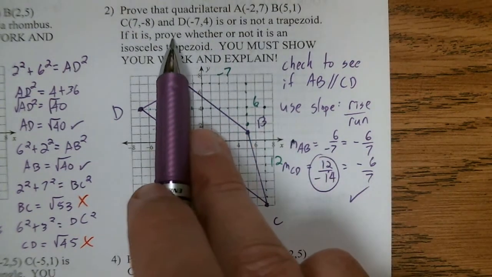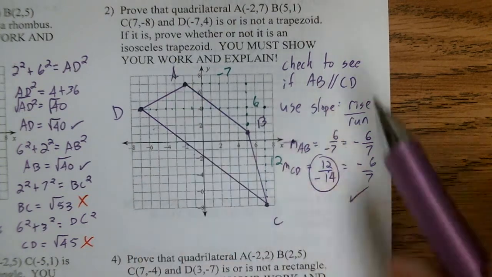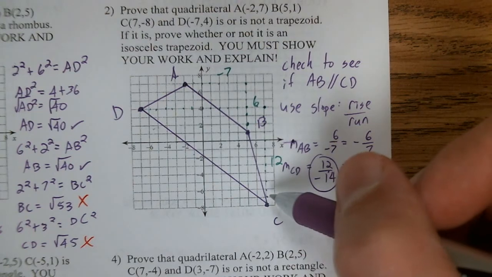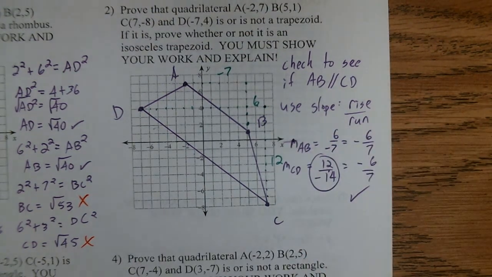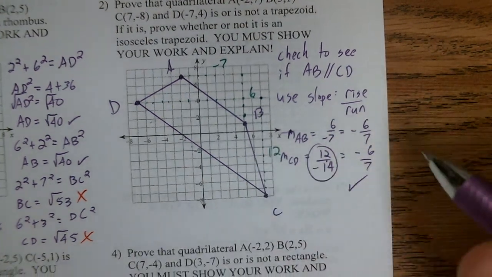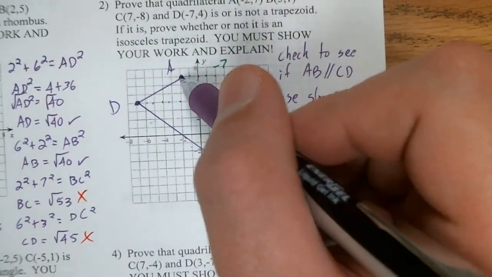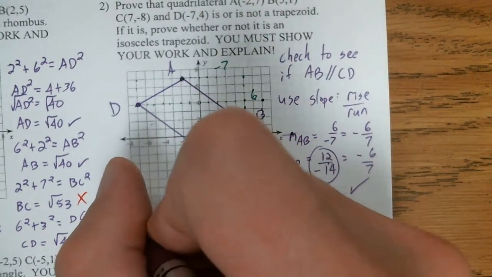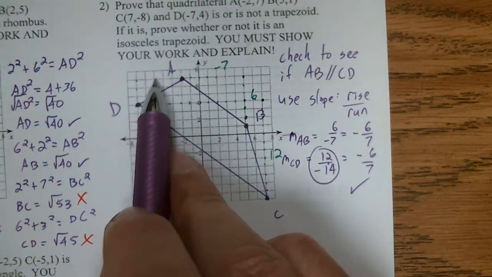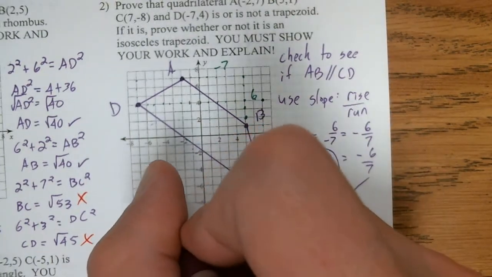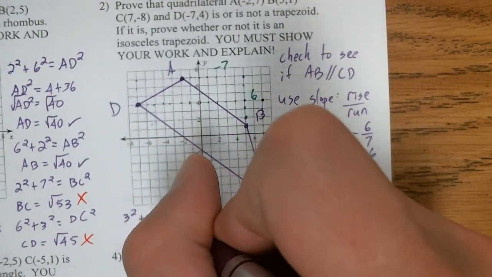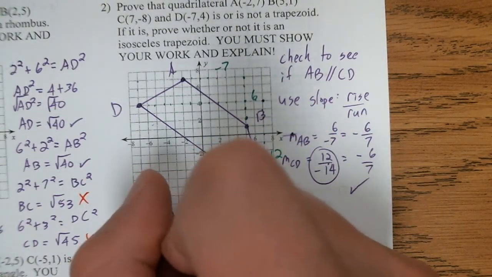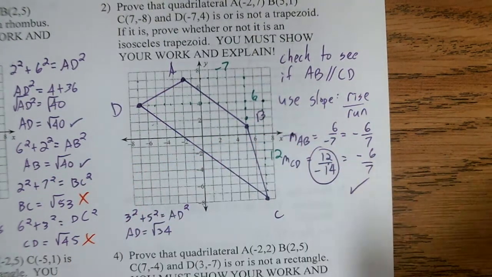Okay, but then the question says, if it is a trapezoid, prove whether or not it's isosceles. So I need to know whether or not these legs of the trapezoid are the same length. Obviously, they don't look like they are, but we can't trust our eyeballs. We have to show the math. All right, so I'm going to use Pythagorean theorem on AD. Okay, this is 1, 2, 3. All right, so I've got 3 squared plus 1, 2, 3, 4, 5 squared. That's going to be AD squared. Okay, that's 9 plus 25. Take the square root, and we get the square root of 34.